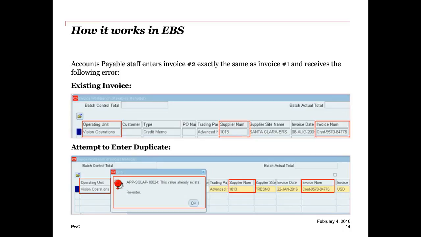This first example is a great example of Oracle working as it's supposed to. The clerk received an error message because all the facets of the invoice were equal. They were processed at the same time. It was identified as a duplicate. Of course, it gets denied. You see the error message pop up on the screen.